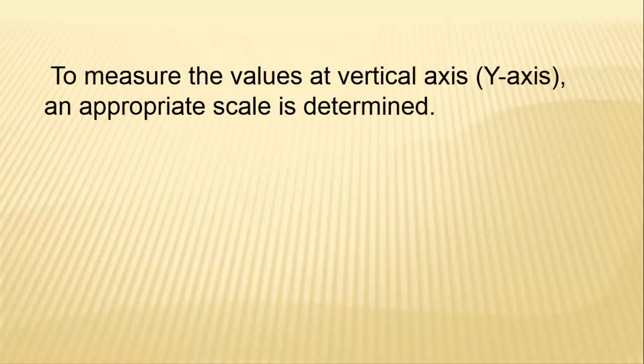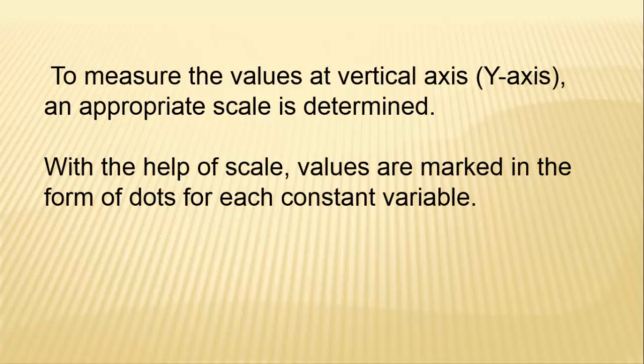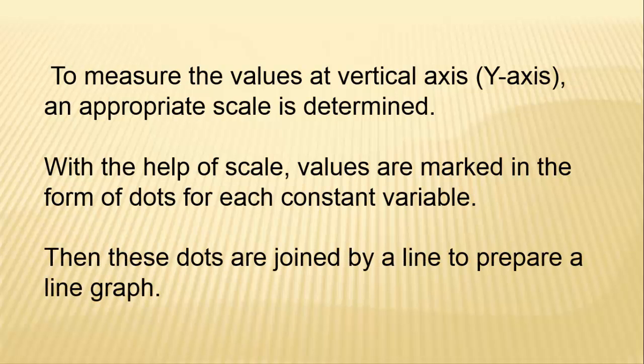To measure the values on the vertical axis, that is the y-axis, an appropriate scale is determined, and it is predetermined. With the help of the scale, values are marked in the form of dots for each constant variable. Then these dots are joined by a line to prepare a line graph.